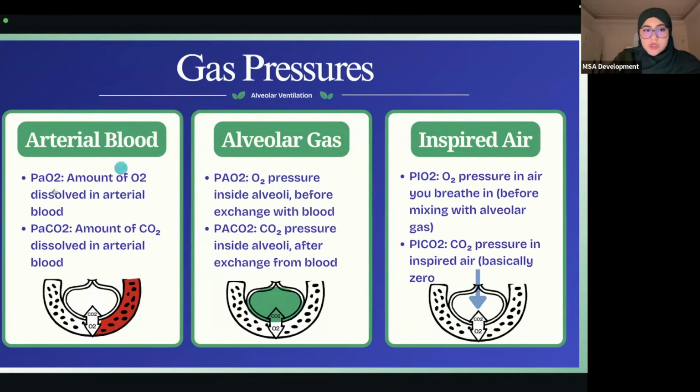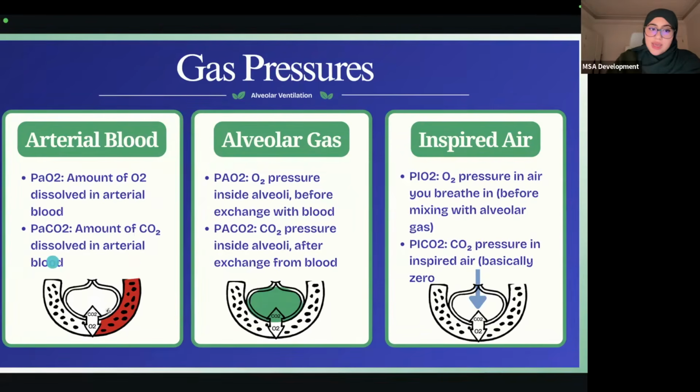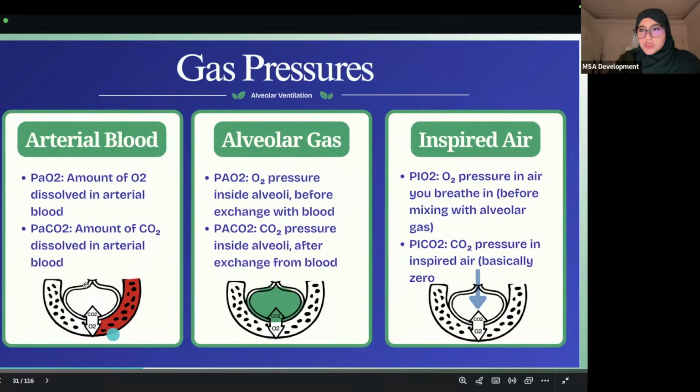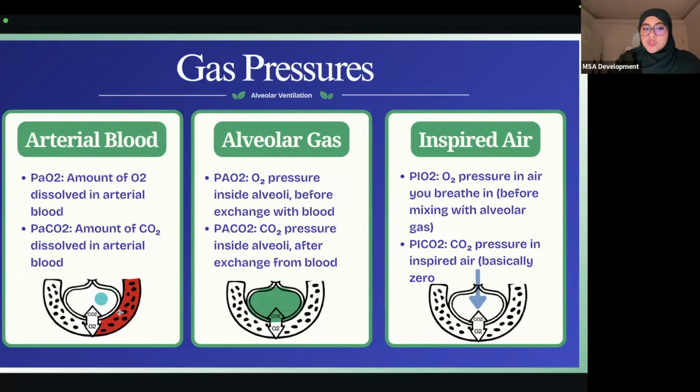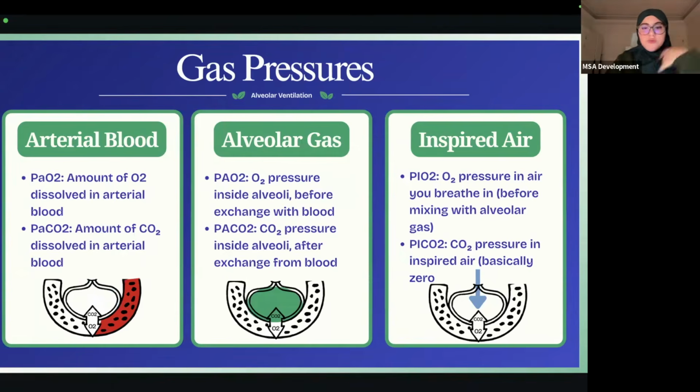Now, the partial pressure of oxygen in the arterial blood, which is oxygenated, is just how much has been dissolved so it can go to the rest of the body and supply the tissues. And this is the amount of CO2 that was also dissolved. It's usually less. You're not supposed to have CO2 dissolved. It's not the function. You're supposed to have it brought back up and exhaled. So it would be a small amount, but there is an amount of CO2 roaming in the blood for pH purposes, for general purposes.